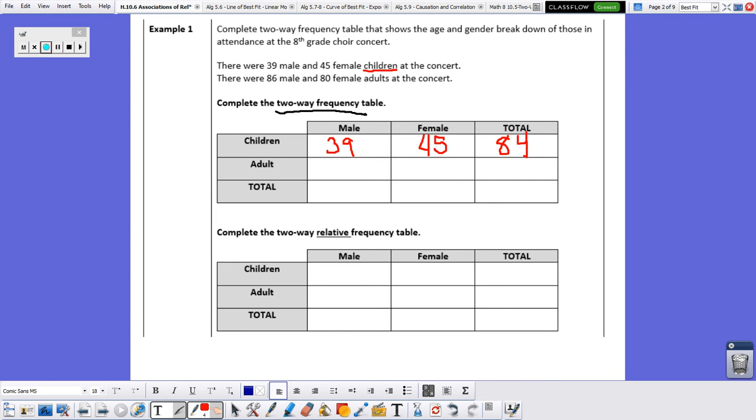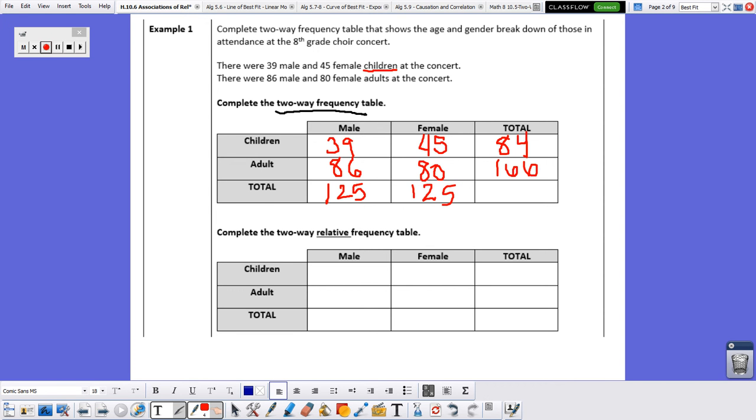86 male adults. So that's going to go where male and adult intersect. 80 female adults goes where female and adult intersect. And when we add those for our total on the right-hand side, we get 166 total adults there. To get the other totals, we're just going to add in our columns. So we're going to add 39 plus 86, and we get 125. We're going to add 45 and 80, and we get 125.